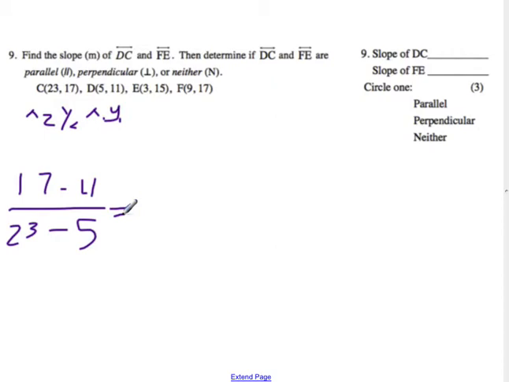So 17 minus 11 is going to give me a positive 6. 23 minus 5 is going to give me a positive 18. Both 6 and 18 are divisible by 3, or they're both divisible by 6, I'm sorry. 6 divided by 6 is 1. 18 divided by 6 is going to be 3. So the slope of DC is 1/3.